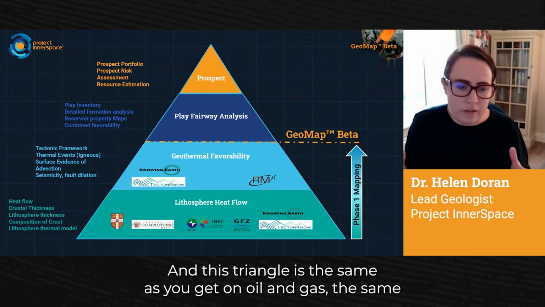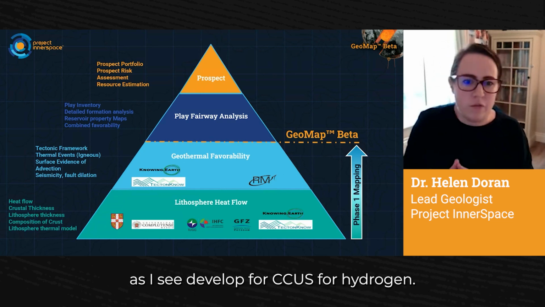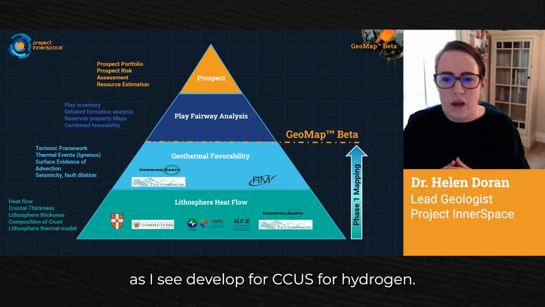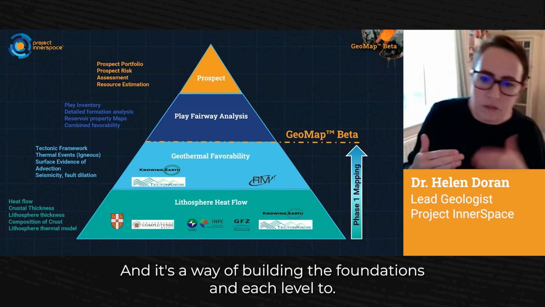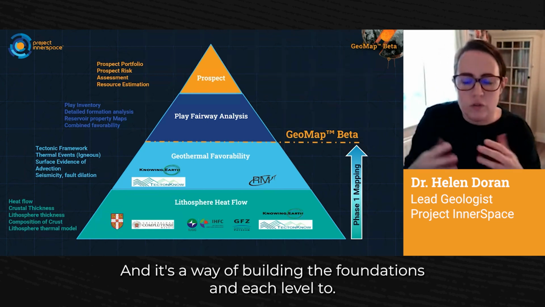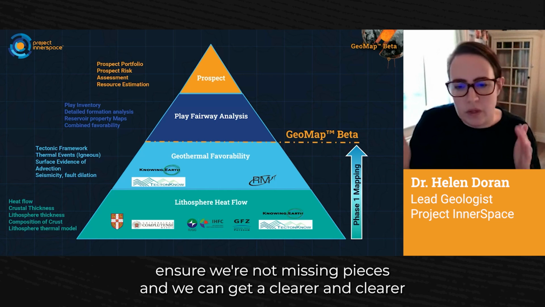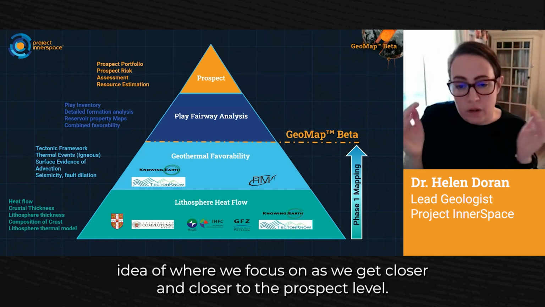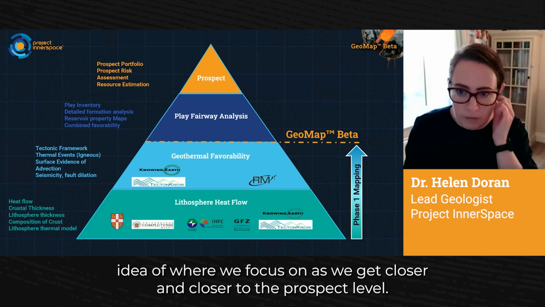And this triangle is the same as you get in oil and gas, the same as I see developed for CCUS, for hydrogen, and it's a way of building the foundations in each level so that we're not missing pieces, and we can get a clearer and clearer idea of where we focus as we get closer and closer to that prospect level.